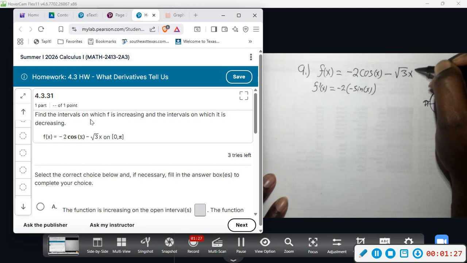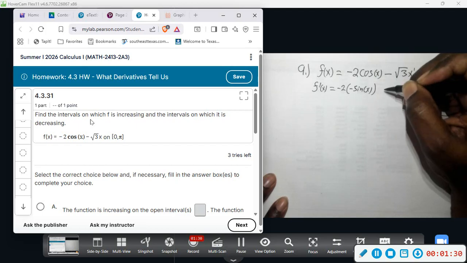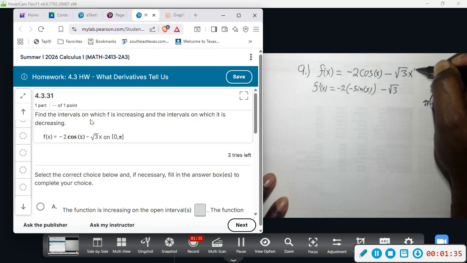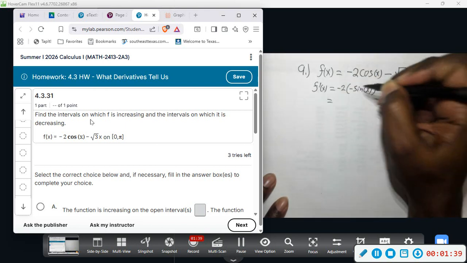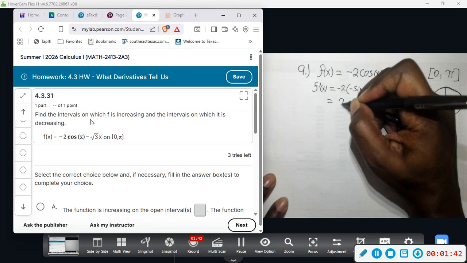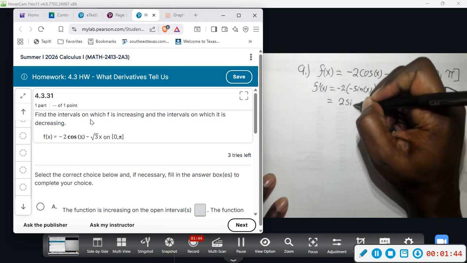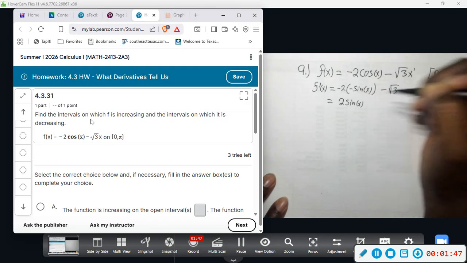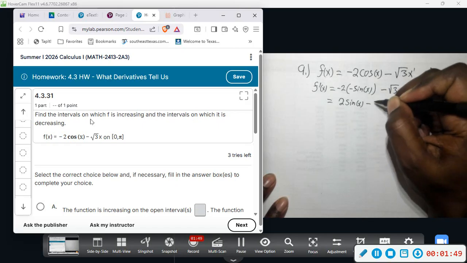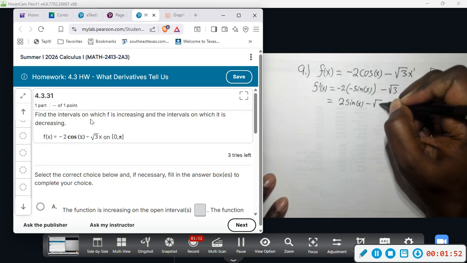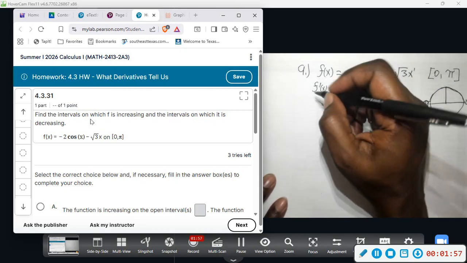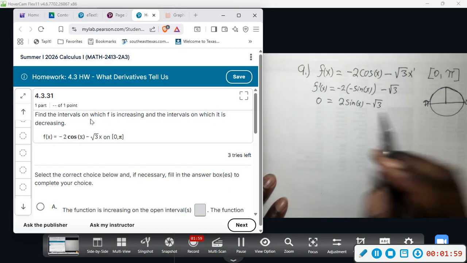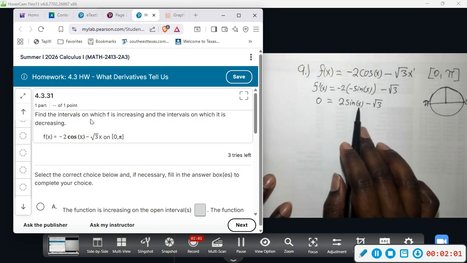And then the derivative of x, you're going to use the power rule. 1 times this coefficient will give me negative square root of 3. Subtract 1 from that coefficient, and that x goes away. All right, so when we simplify negative times a negative, we get a positive 2 sine of x minus the square root of 3. We're going to set this equal to 0. And then we're going to solve for x.